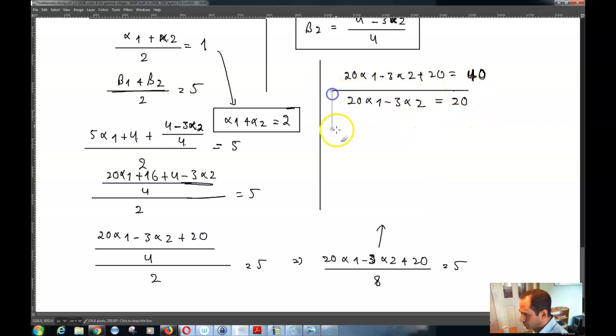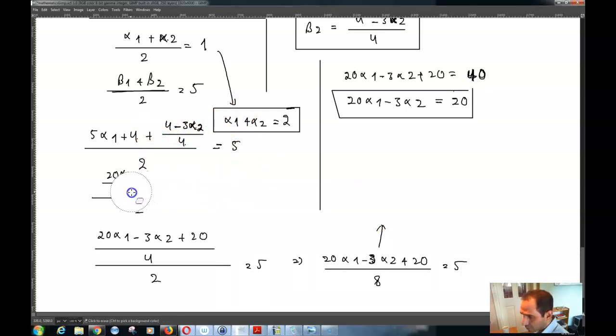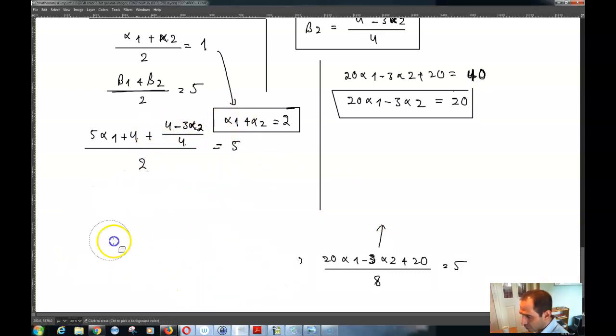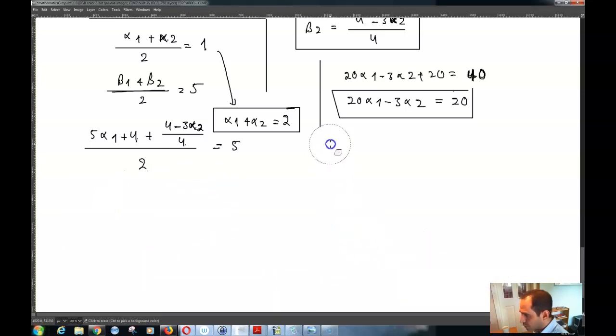So this is basically what remains of this one over here. So I just erase all of this. Don't want to confuse you. So what remains of this is basically 20 times alpha 1 minus 3 times alpha 2 is equal to 20. So now what we have is 20 times alpha 1 minus 3 times alpha 2 is equal to 20, and alpha 1 plus alpha 2 is equal to 2.